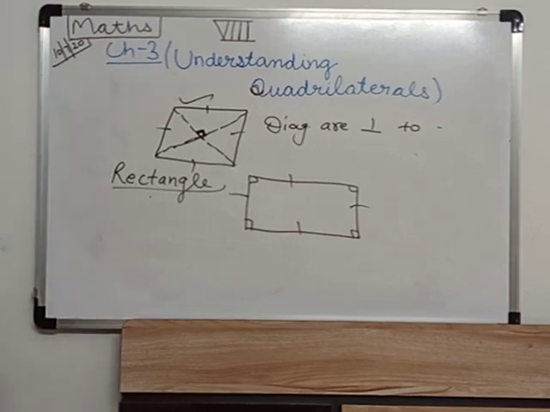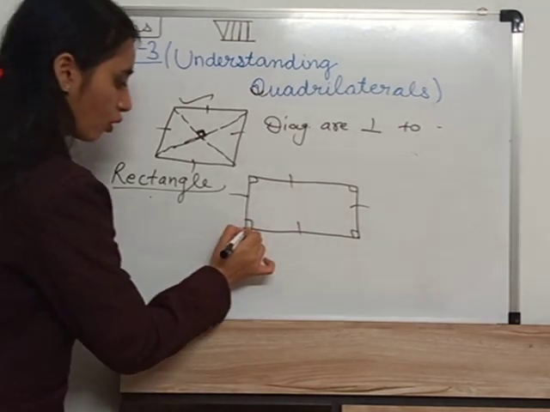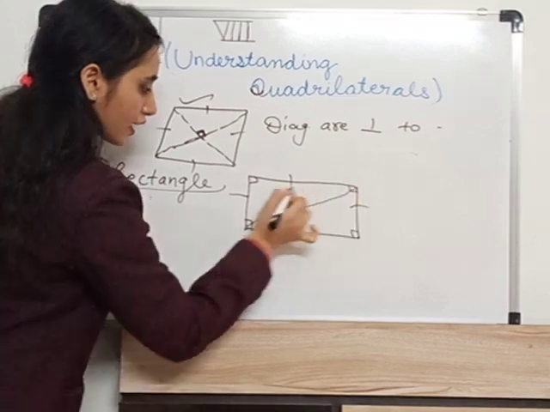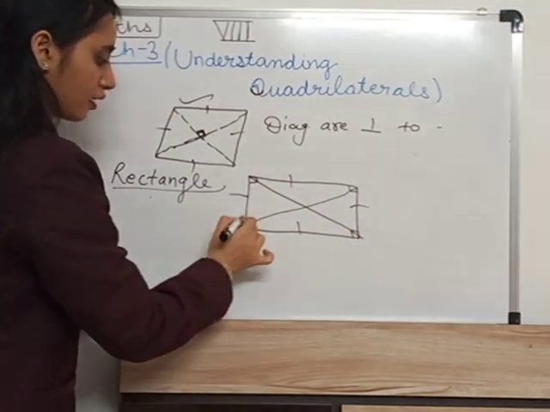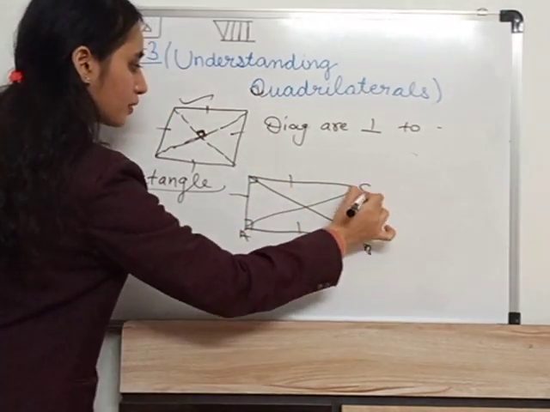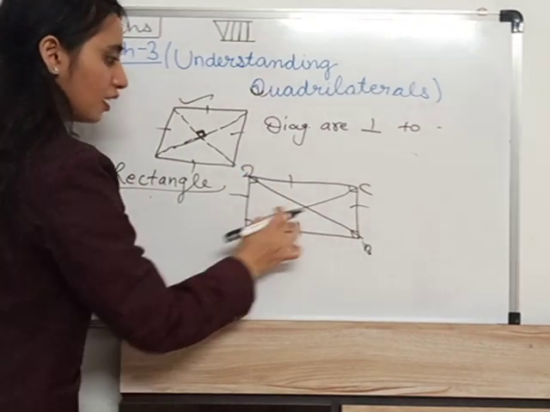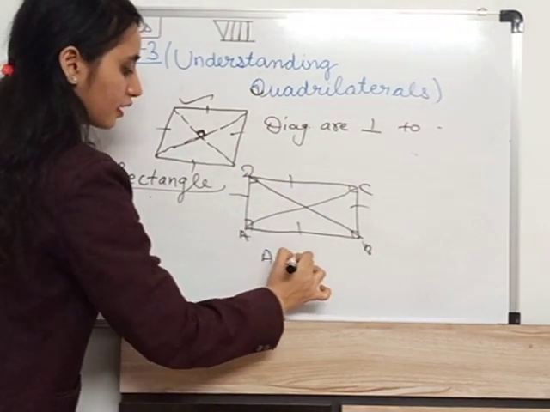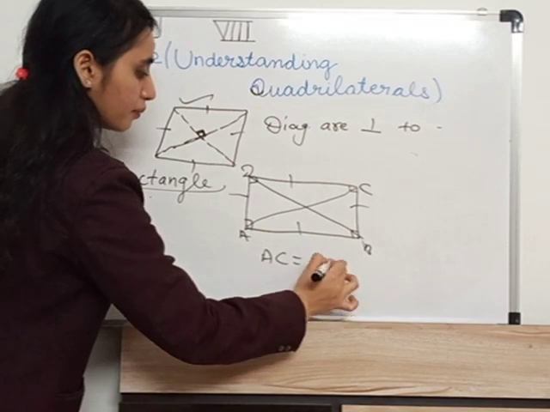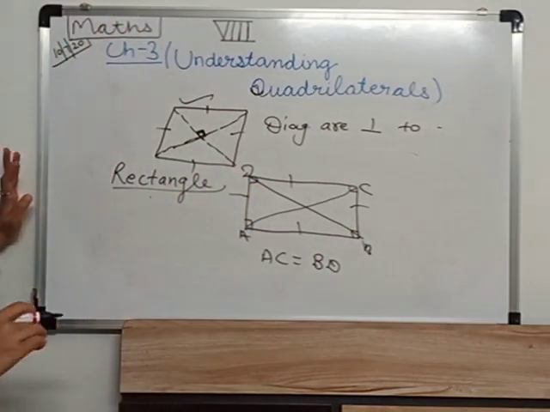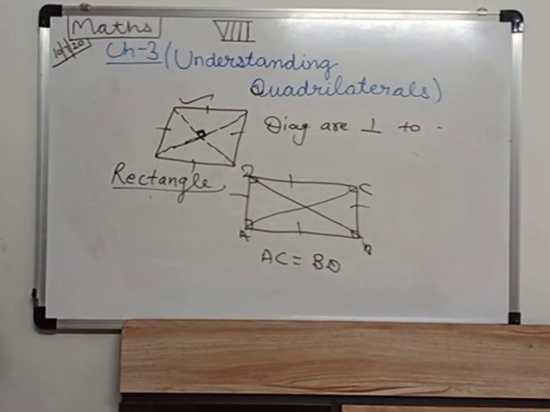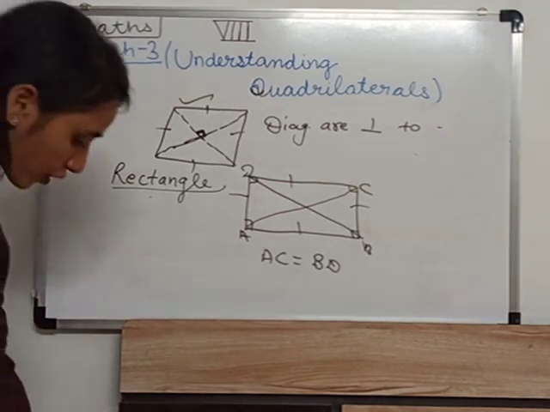And in this, diagonals are also equal. This diagonal is equal to this diagonal. Name of this figure is ABCD, in which AC is the diagonal. That is equal to BD. Understood this property?